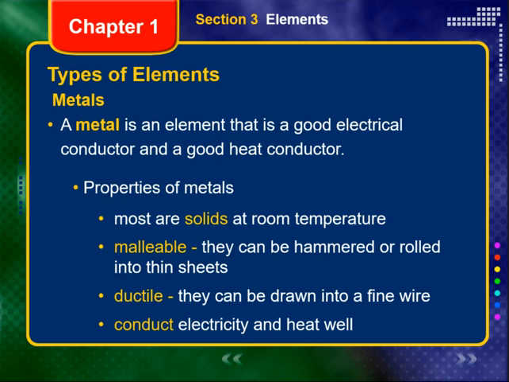Most metals also have the property of malleability. That is, they can be hammered or rolled into thin sheets. Metals also tend to be ductile, which means that they can be drawn into fine wire. Metals behave this way because they have high tensile strength, which is the ability to resist breaking when pulled.